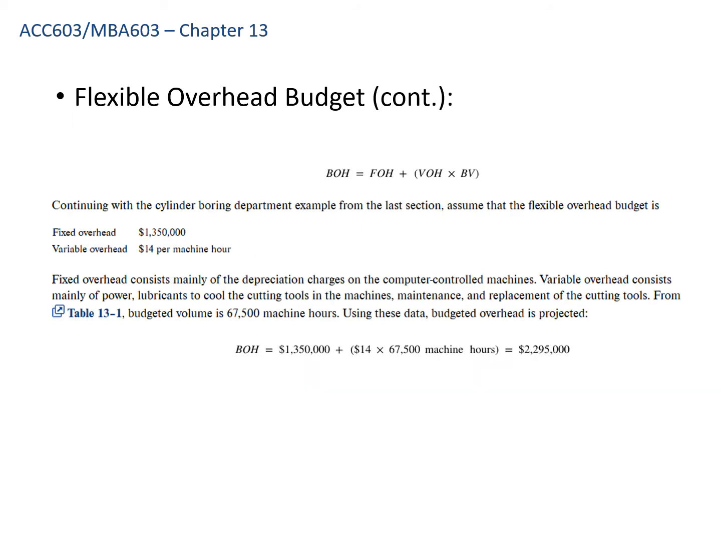In algebraic form, we're going to have budgeted overhead, BOH, equals fixed overhead, FOH, plus the sum of variable overhead times the budgeted volume. And the book gave a small example there of if we had fixed overhead of 1,350,000, variable overhead of $14 per machine hour. If we used our expected volume or budgeted volume to be 67,500 machine hours, we could do the math and come up with 2,295,000.